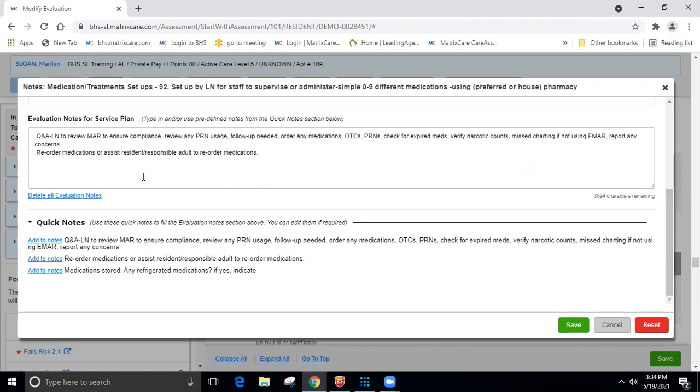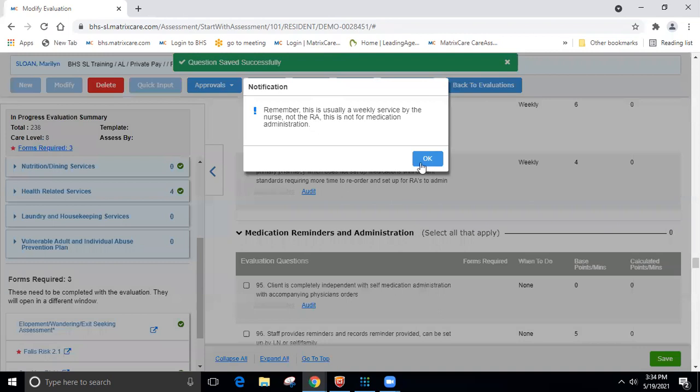This is very important for Benedictine quality, and it's more than just putting meds in a med cart. It's about that whole oversight of the nurse. And that's what they're paying for. They're paying for the quality check. So this is a weekly service by the nurse, not the RA. And this is not for medication administration.